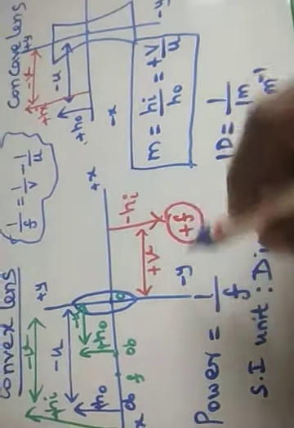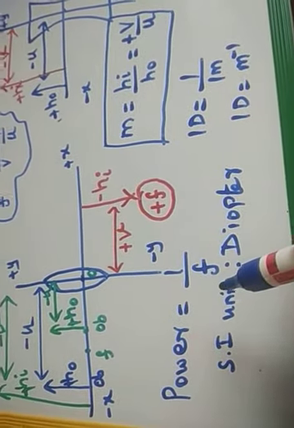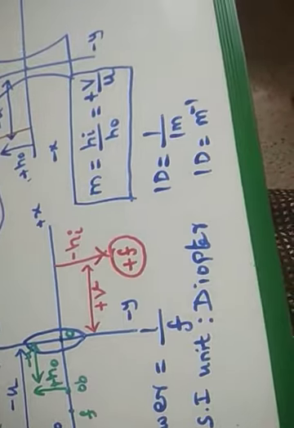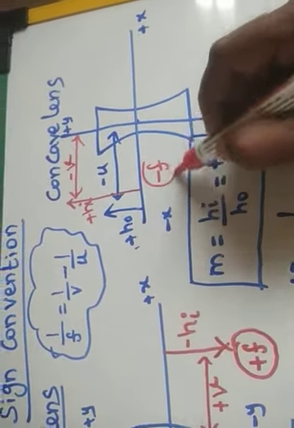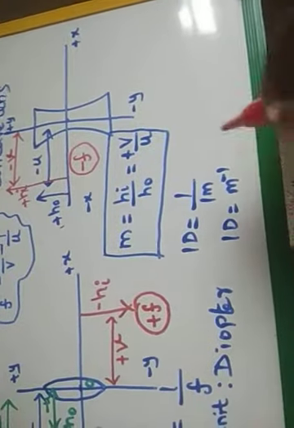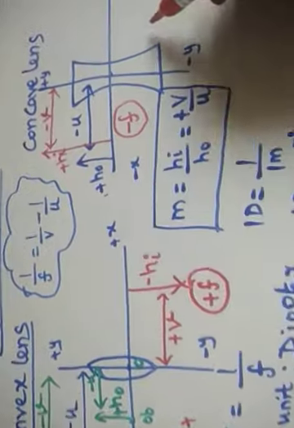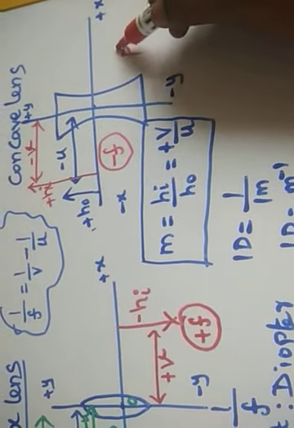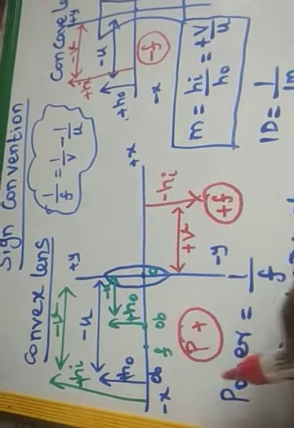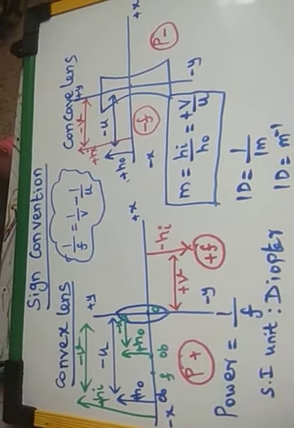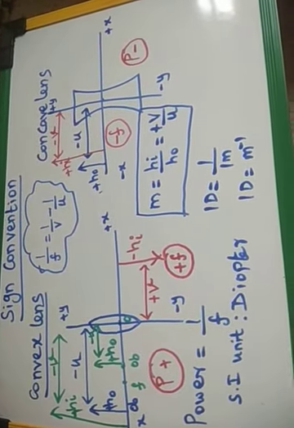Always, the focal length of the convex lens is positive, so the power of the convex lens is positive. Then the focal length of the concave lens is negative, so the power of the concave lens is negative. So I can write the power is positive here and the power is negative here. You can keep these points in your mind while solving problems. These are very, very important from the problem-solving point of view. Keep in mind, students.